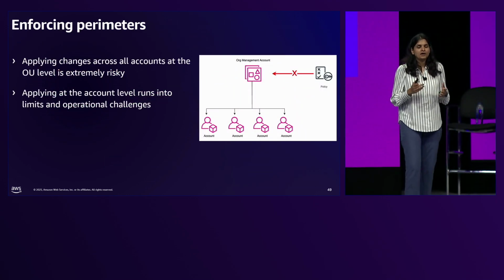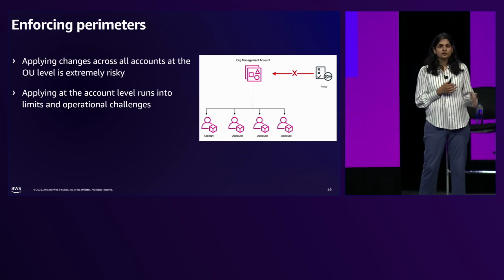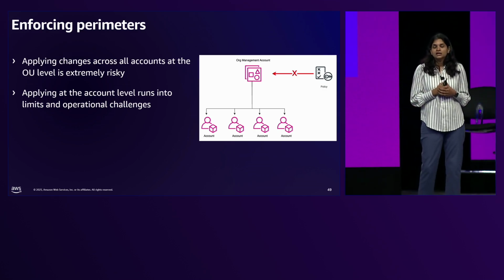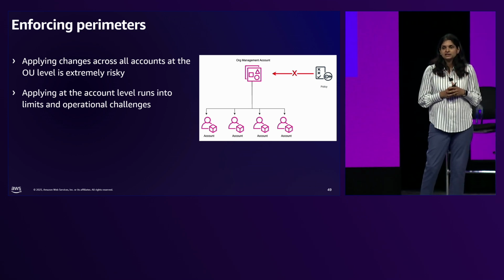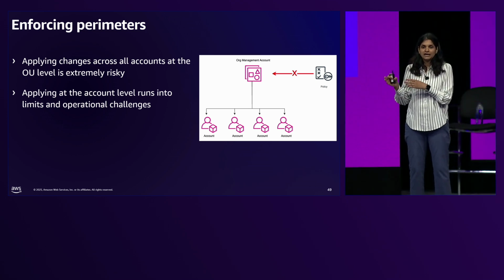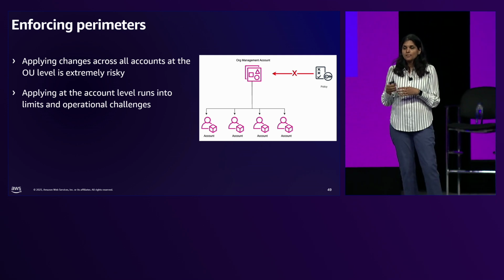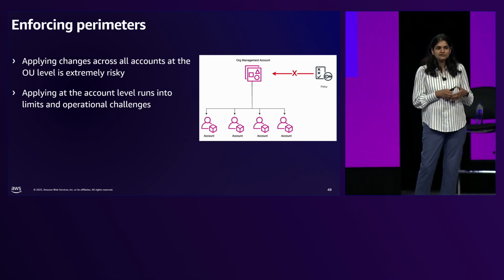Now we've talked a lot about how we define these network perimeters. Let's talk about how we enforce these different types of perimeters. When we were looking to enforce these perimeter controls, we faced a critical challenge. We wanted to ensure security, but we also wanted to balance it with operational safety. Applying these controls across all the accounts at the org level could have caused some widespread outage.